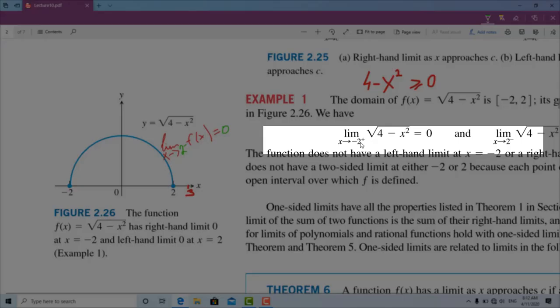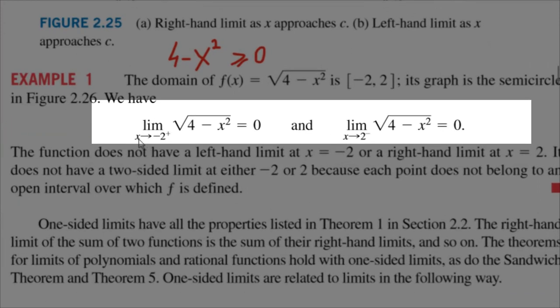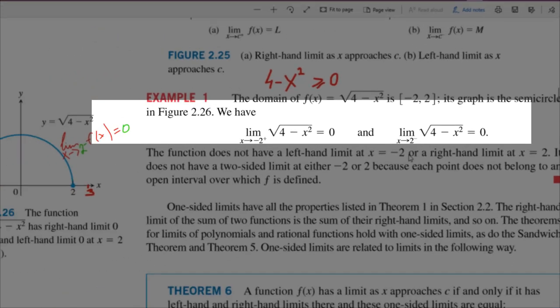So we can write this expression here. Limit x tends to negative 2 from the right side. It can tend only from the right side. This expression is 0. And limit x tends to 2 from the left side, the square root of 4 minus x squared, equals 0. This is the one-sided limit.